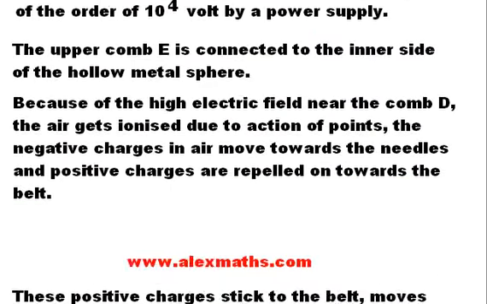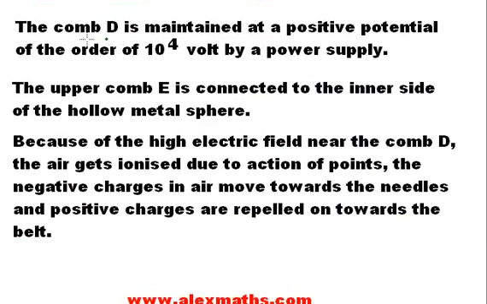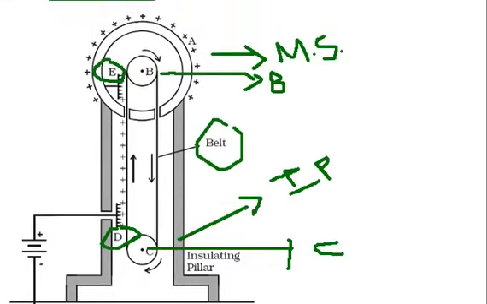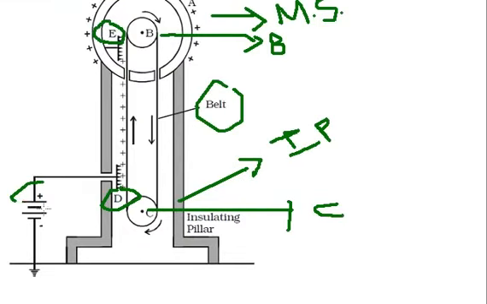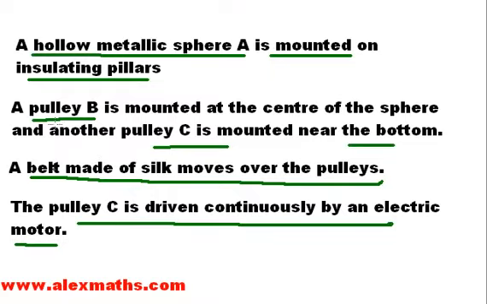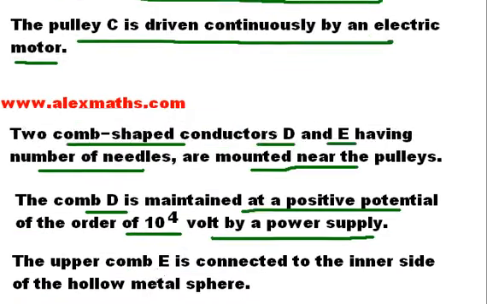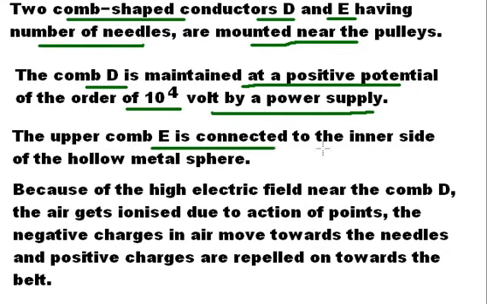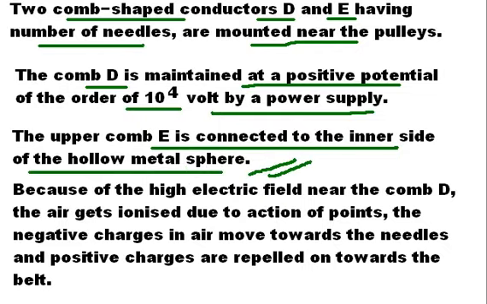Now, the comb D is maintained at a positive potential of the order of 10 power 4 volt by a power supply. So we give the positive terminal of the power supply to the comb D, and the negative terminal is earthed. Now the upper comb E is connected to the inner side of the hollow metallic sphere. So this is the description of the diagram.